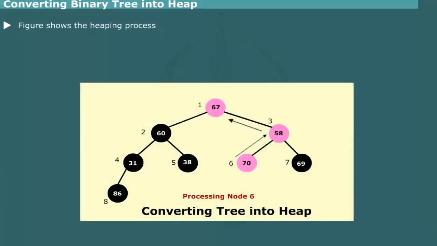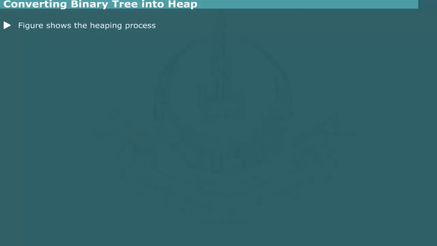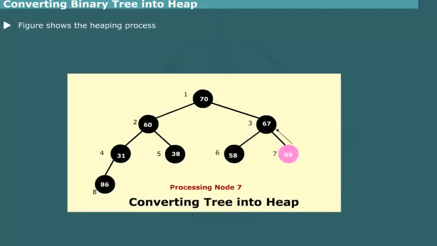Then, node 6 is processed. It contains element 70, which is larger than the element 58 in the parent node. So, elements 58 and 70 are exchanged. Next, node 7 is processed. It contains element 69, which is larger than the element 67 in the parent node. Therefore, the elements 69 and 67 are exchanged.